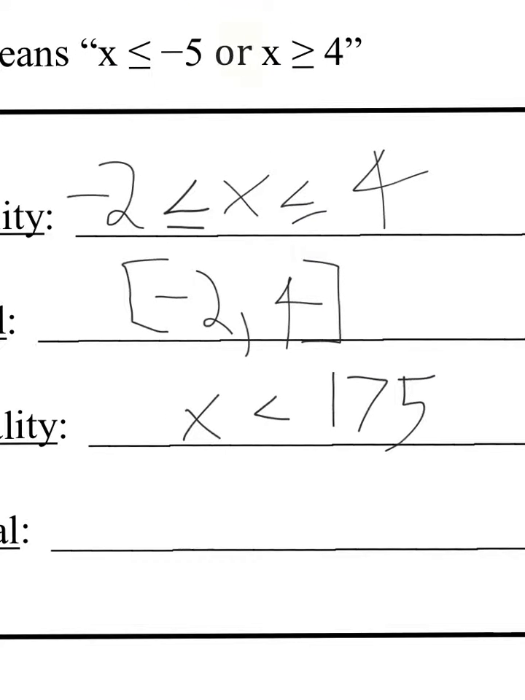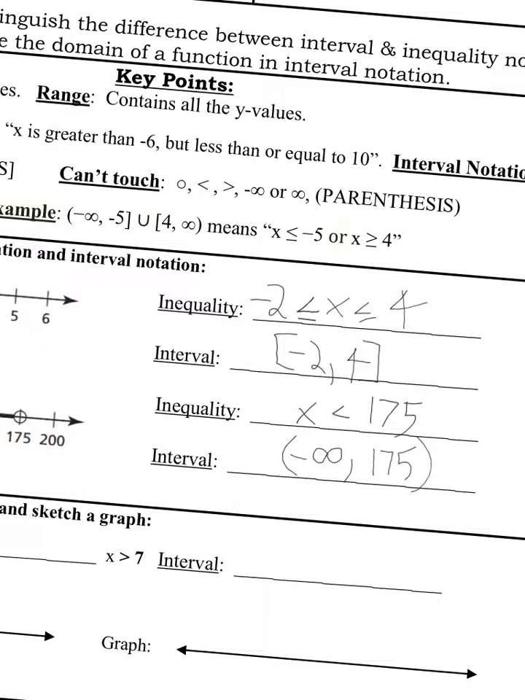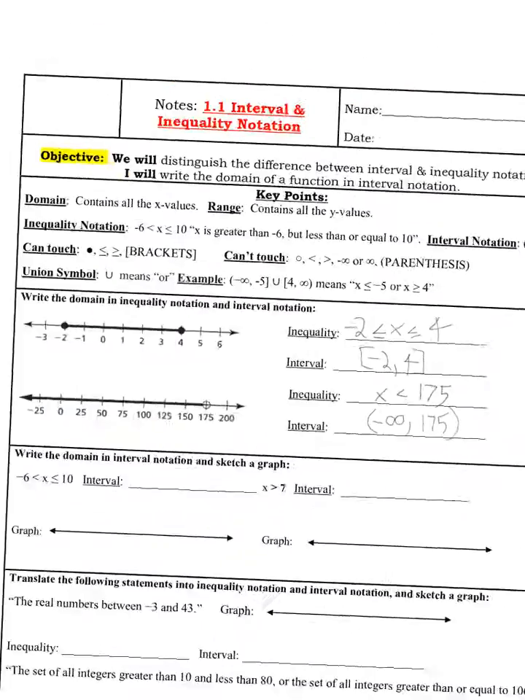And so how do I write that in interval notation? What symbolizes going down forever? That's negative infinity. What's your maximum value? 175. So you want to write these with the smallest number here and the largest number there, okay? So don't write 175 comma negative infinity because that's technically writing it backwards, okay?